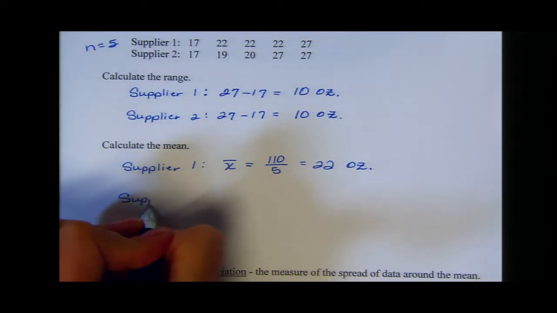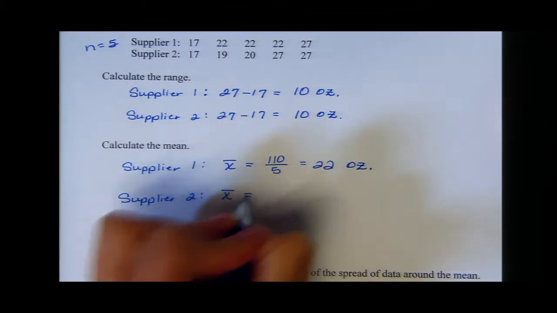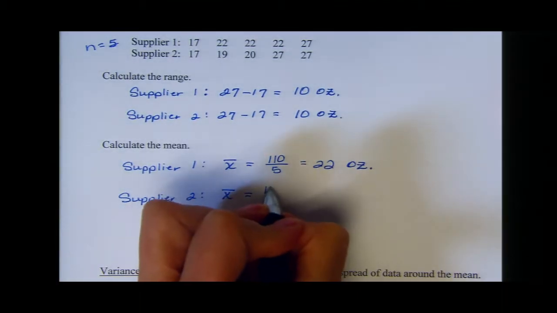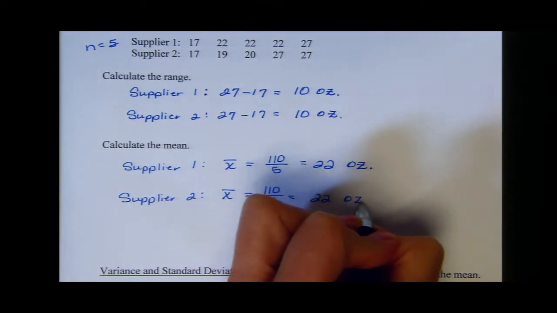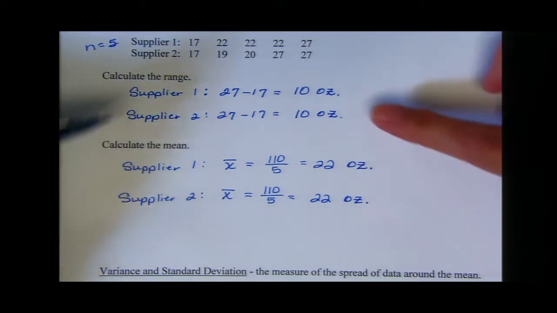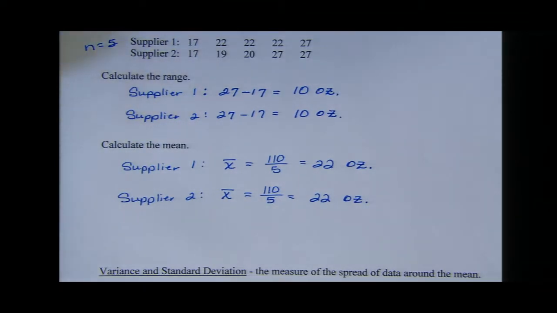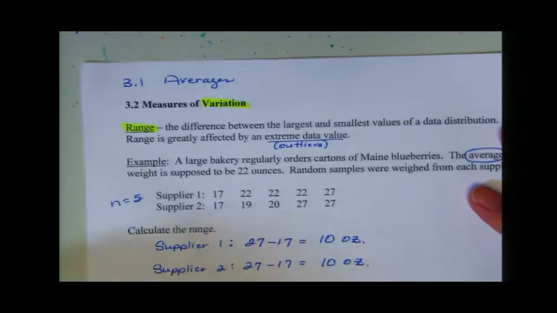All right, supplier 2, the sample statistic X bar, add 17, 19, 20, 27, and 27. Well, you get 110 again. There's 5 of them, so that also gives us 22 ounces. So far, the mean, they're the same. The range, they are the same. So both suppliers appear to be exactly the same. Well, then that leads us into the other 2 types of variations.